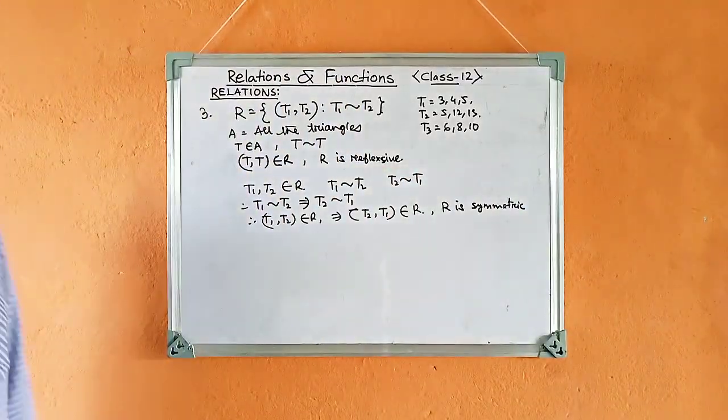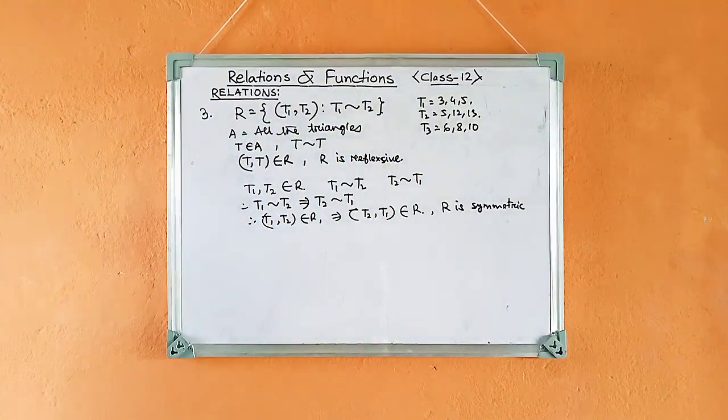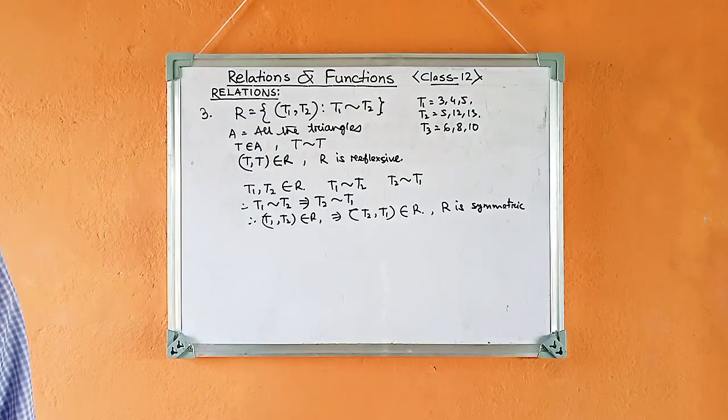Okay. That means R is symmetric. So the first one is proved, reflexive. The second one is also proved, that it is symmetric. Next, it is required to prove transitive.